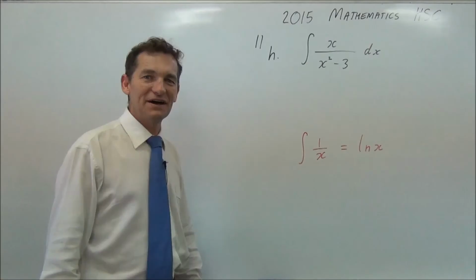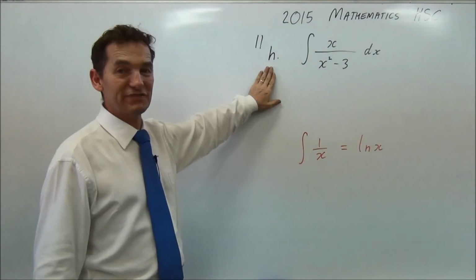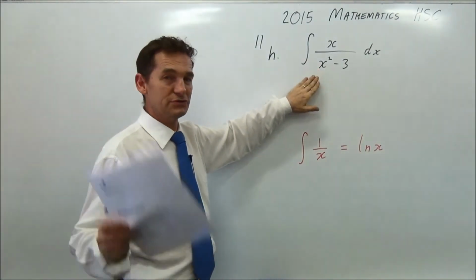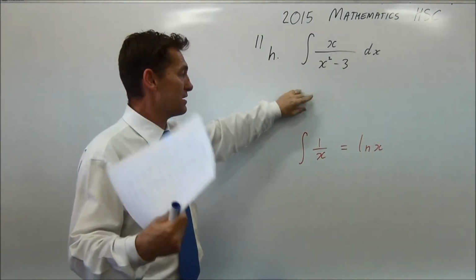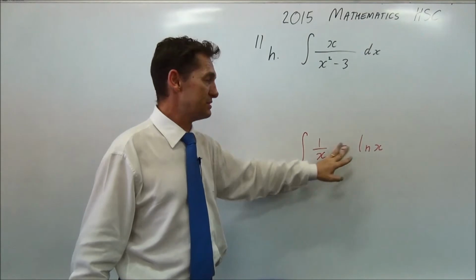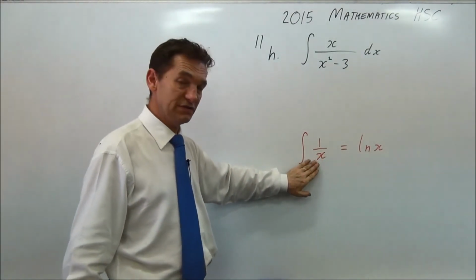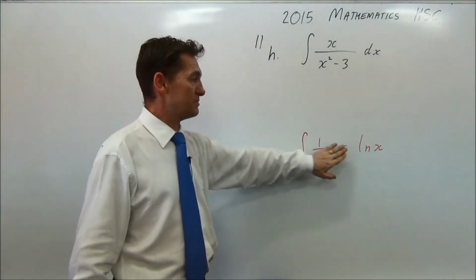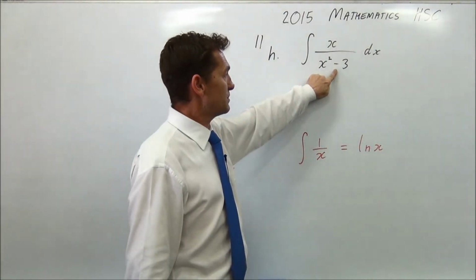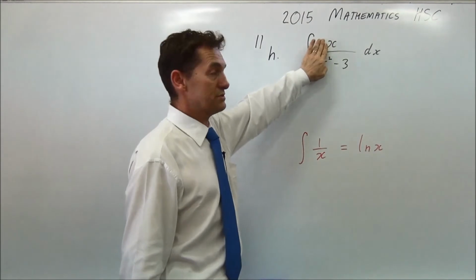And you're done. Okay, we're up to question 11h, which is the last part of question 11. And for this one, you can use your sheet that you're given on the back that tells you 1 over x integrates to log x. So that's sort of a hint to say if you can differentiate the bottom and get the top, it's going to be a log. So if we look at this one, if you differentiate the bottom, you can pretty much get close to the top.